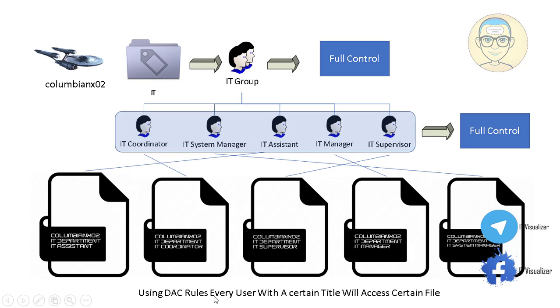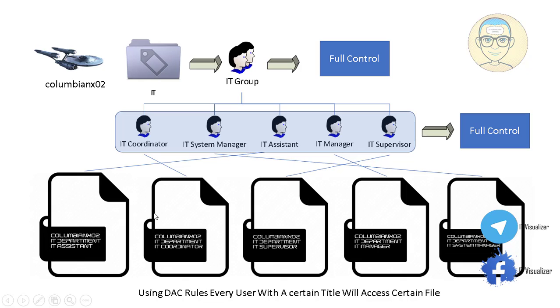So here we're using DAC rules, so that every user with a certain title will access a certain file. We are limiting this user to only access this file based on his attributes. So we will tag the file so that this file is only accessed by the coordinators, not any other title. And as I said before, this is very useful because I don't need to make a group and put all of the coordinators in it, or make a group and put all of the system managers in it and then give them access to the file. No, I can put them all in one group and then begin working on the file level.